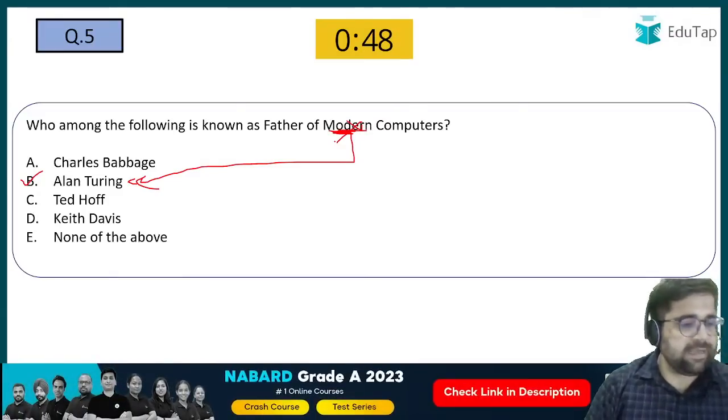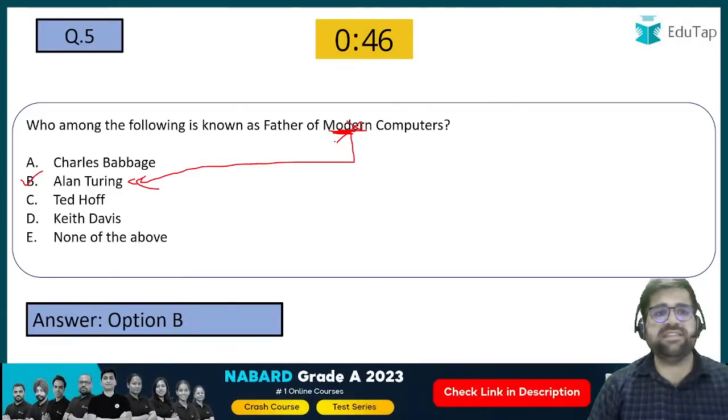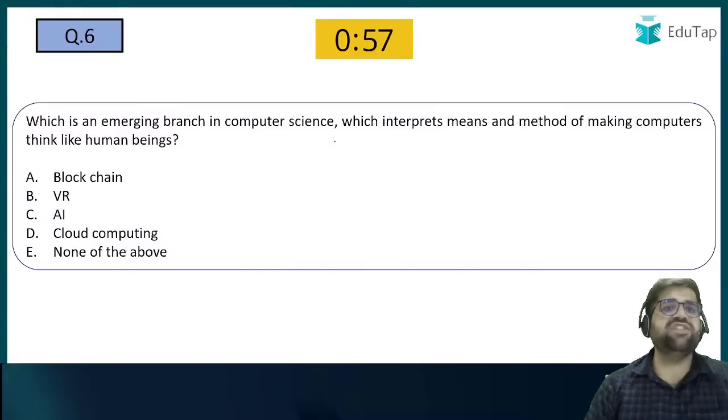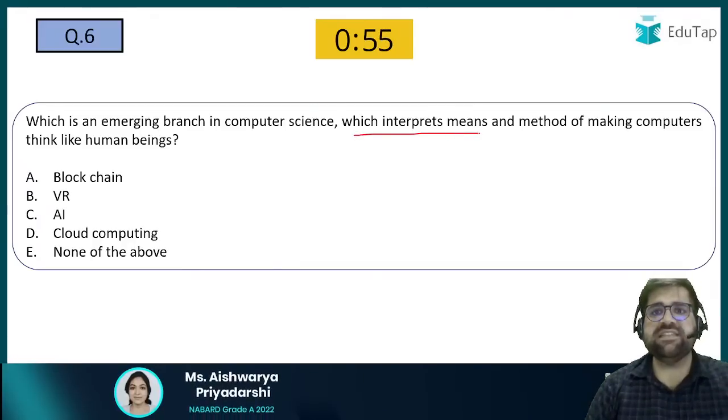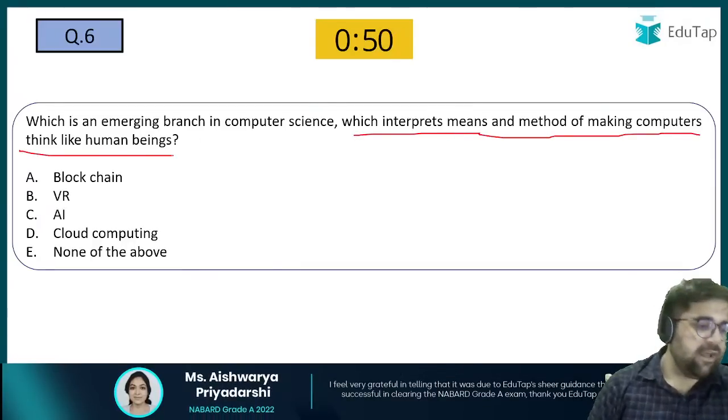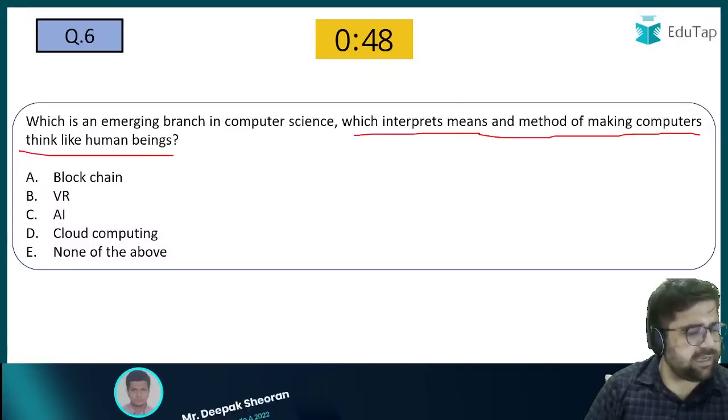Okay, yes, now I'm moving to question number 6. Cool. Question number 6, which is an emerging branch in computer science which interprets, means the method of making computers think like human beings? A very easy question if your concepts are clear.